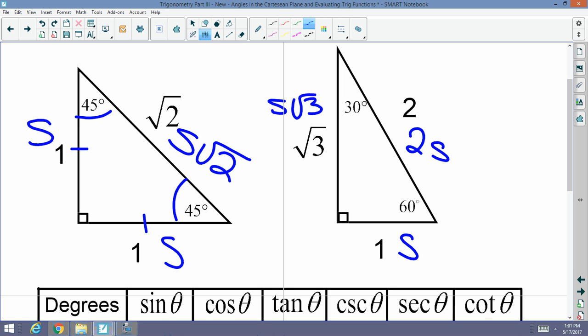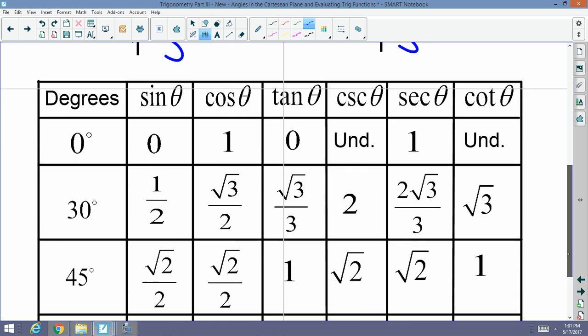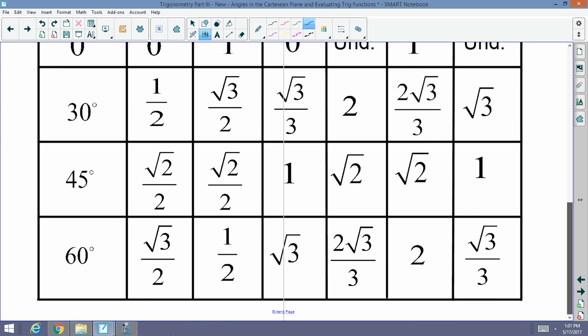All of this comes from the unit circle, and all of this gives you this whole table, which is very scary to a lot of people. But I'm going to show you right now how this is not scary at all. Are you ready to rock and roll? Okay.